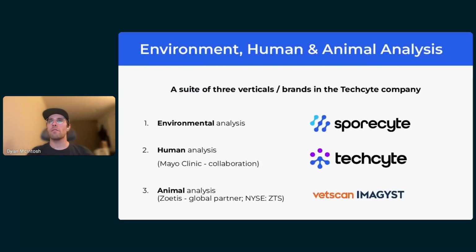We've got three verticals here at TechCyte. Sporecyte is our environmental arm, covering mold and air quality. TechCyte is the brand we use for our human analysis, where we have a collaboration with Mayo Clinic. And our VetScan Images platform is used exclusively with Zoetis, which is a world leader in animal health.